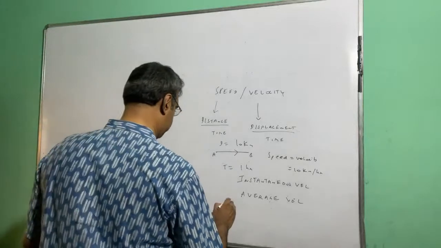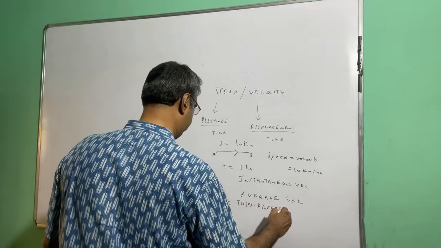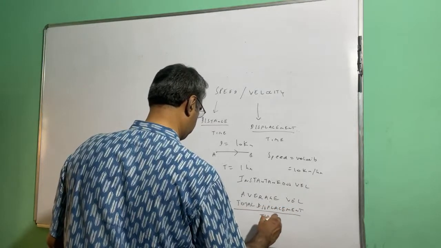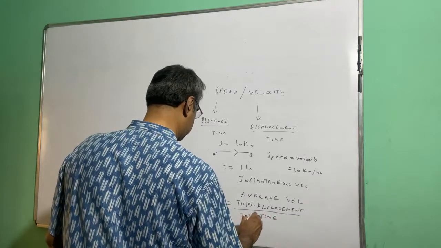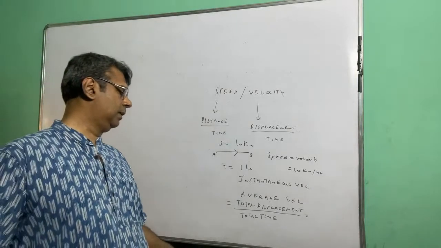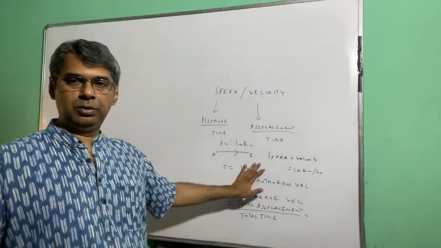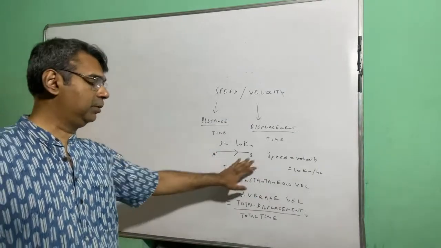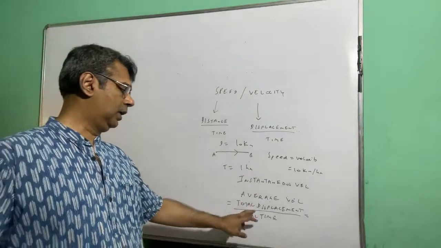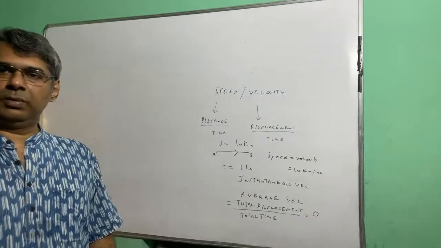So average velocity is total displacement by time. You can say total time or you can just say time. So total displacement by time. So that means that when you say average velocity, you are saying it went from A to B, came back from B to A. So after the entire thing was over, the overall displacement was how much? 0. And time, we are not bothered how much it is because 0 by anything is 0.